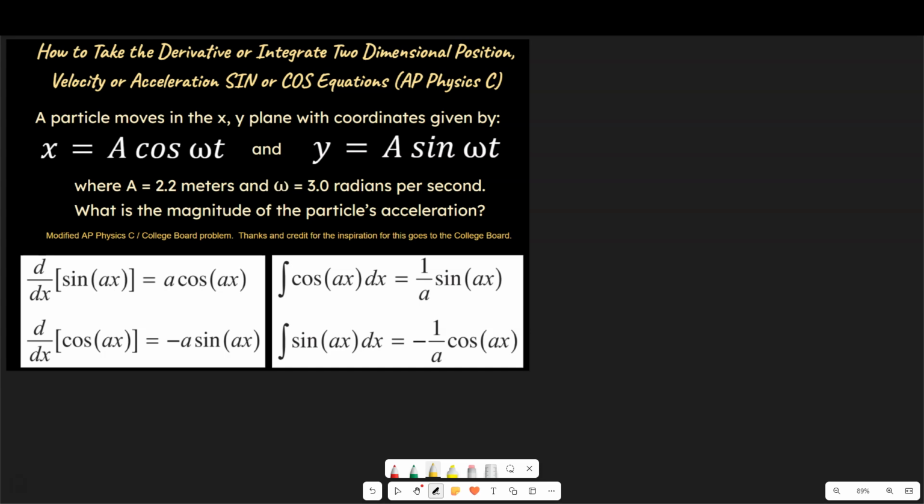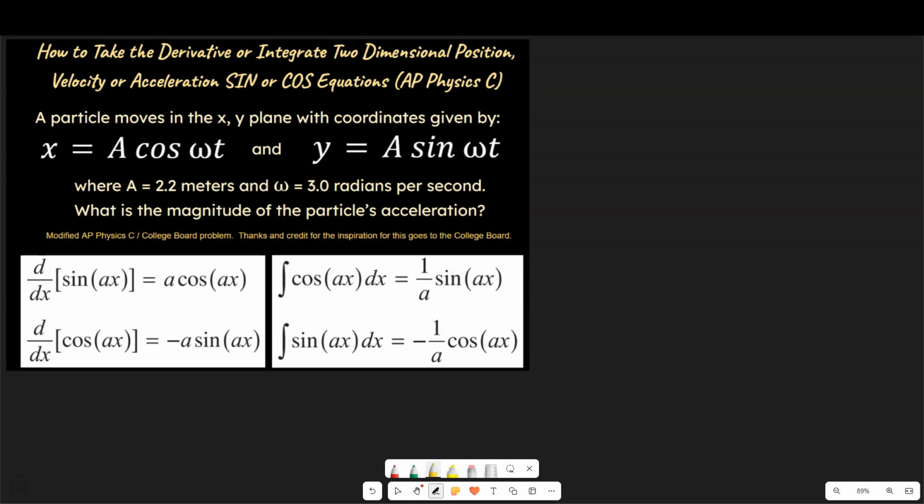So this problem says a particle moves in the x and the y plane with coordinates given by, and then we have two equations here. And we're told what a is equal to and what omega is equal to for these two equations. So it's really the same wave function, but it's broken up into the x and the y coordinates.